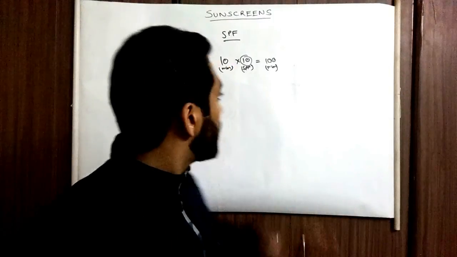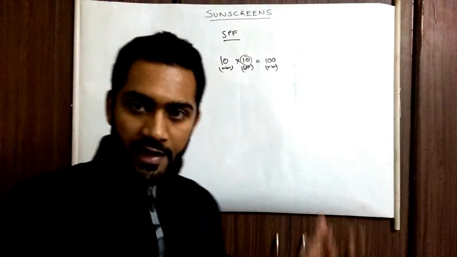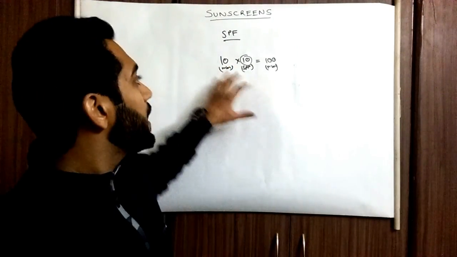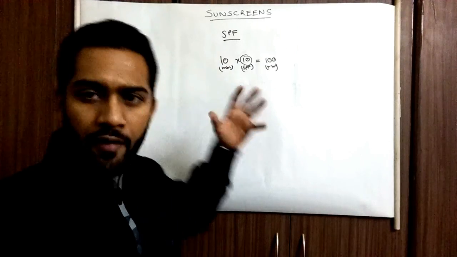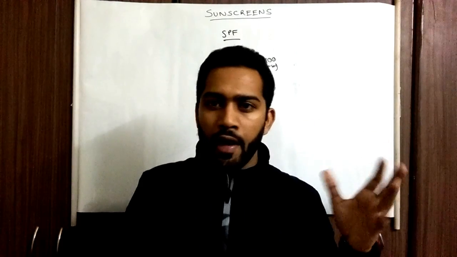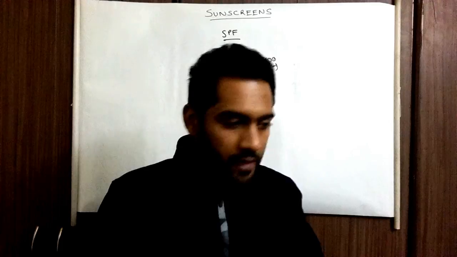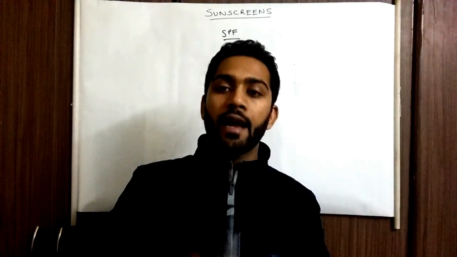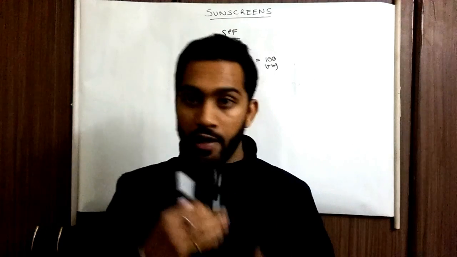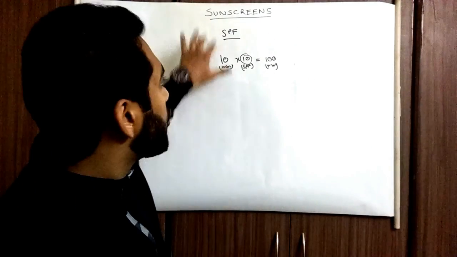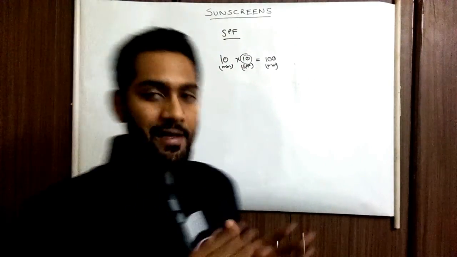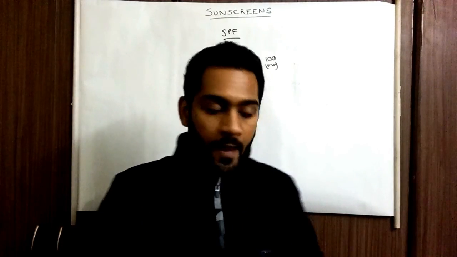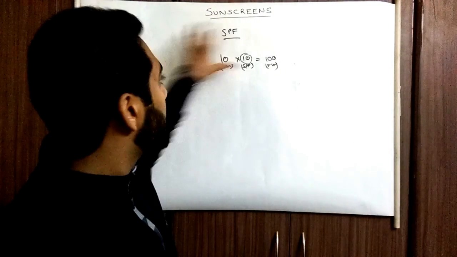So if in case he applies SPF 50, 50 into 10 minutes means around 500 minutes, which is equal to around 8.25 hours. So if he applies SPF 50 sunscreen, he can get protection from the sun for more than 8 hours. Cool. So that is the rule of SPF, and you should choose the maximum SPF available to you if you are choosing a sunscreen. So that is the thing about SPF.